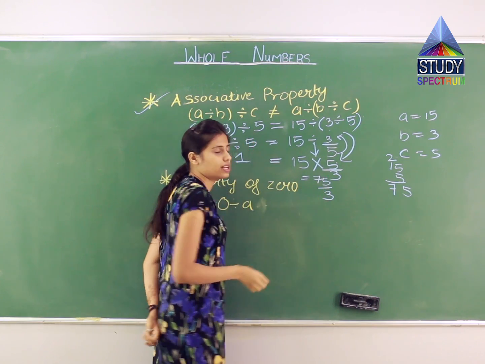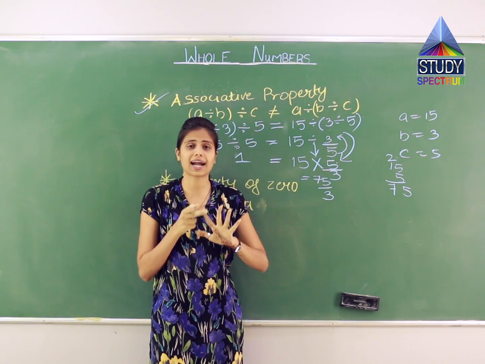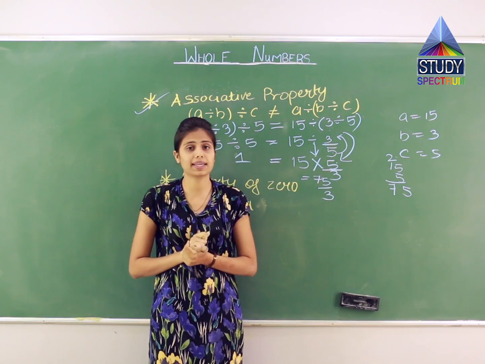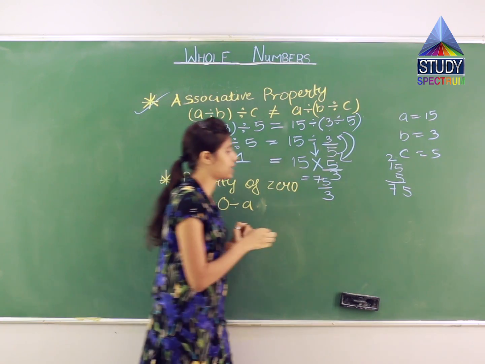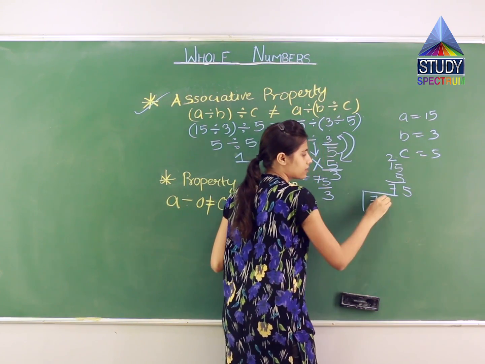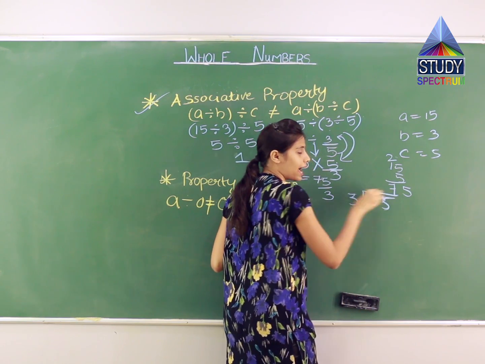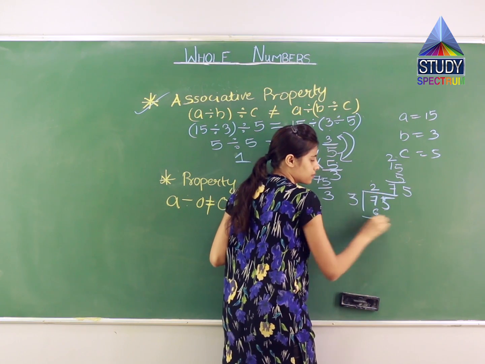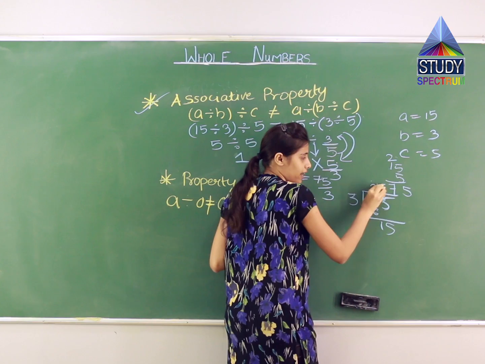Is 75 divisible by 3? Let us check. 7 plus 5 is 12. Is 12 divisible by 3? Yes, which means 75 is also divisible by 3. Let us check. I'll write 75 inside and 3 outside. 3 1s are 3, 3 2s are 6. 7 minus 6 is 1, bring down 5. 3 5s are 15.